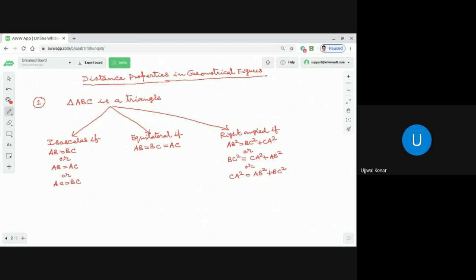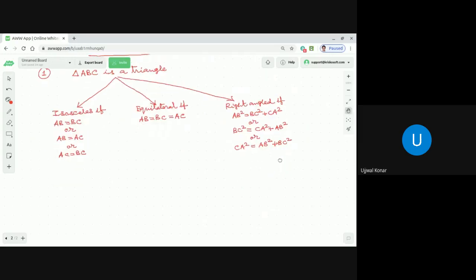That is what we can apply to a geometrical figure like a triangle. Now the second point we are going to discuss is on a quadrilateral. A quadrilateral is a parallelogram if the opposite sides are parallel and equal. But here, let's take a quadrilateral first.